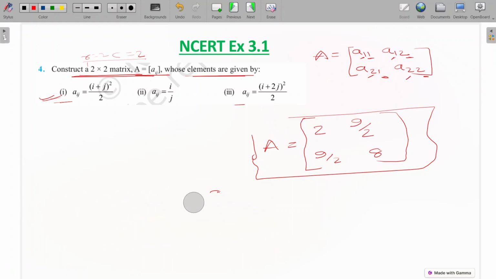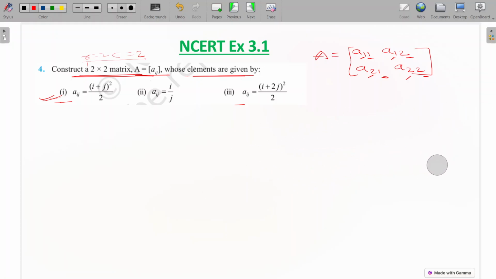So in this way we can put the values of i and j and take out the values for each of the equations. Now here Aij, let me take, Aij is i by j.